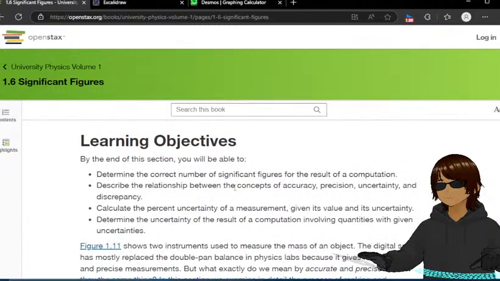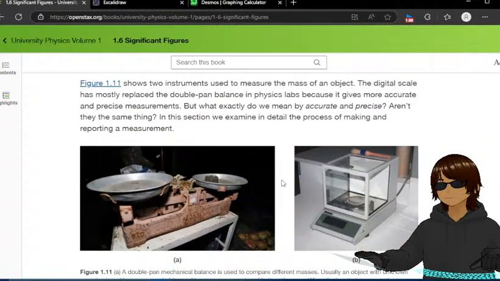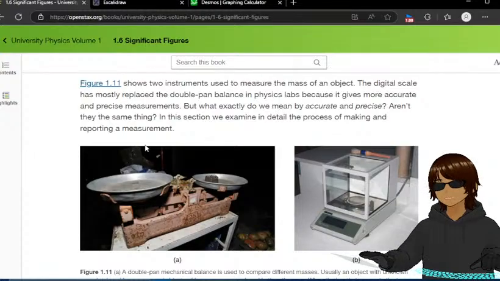Significant figures. Figure 1.11 shows two instruments used to measure the mass of an object. The digital scale has mostly replaced the double pan balance in physics labs because it gives much more accurate and precise measurements. But what exactly do we mean by accurate and precise? Aren't they the same? In this section, we examine in detail the process of making and reporting a measurement.